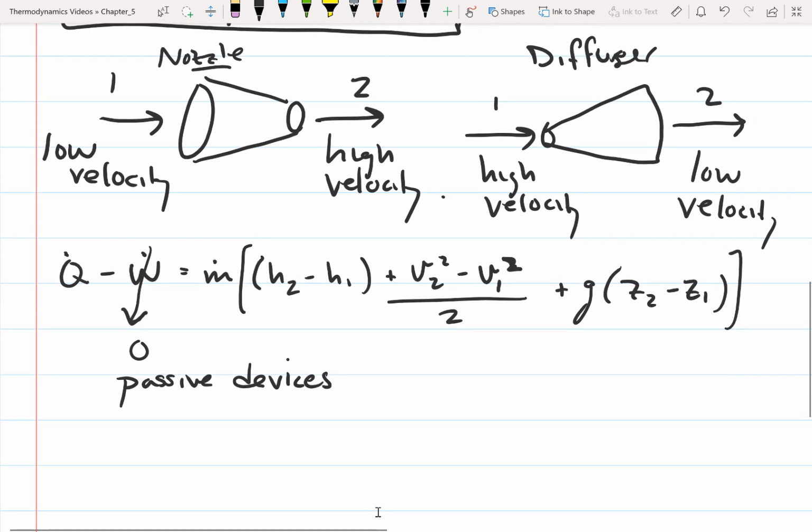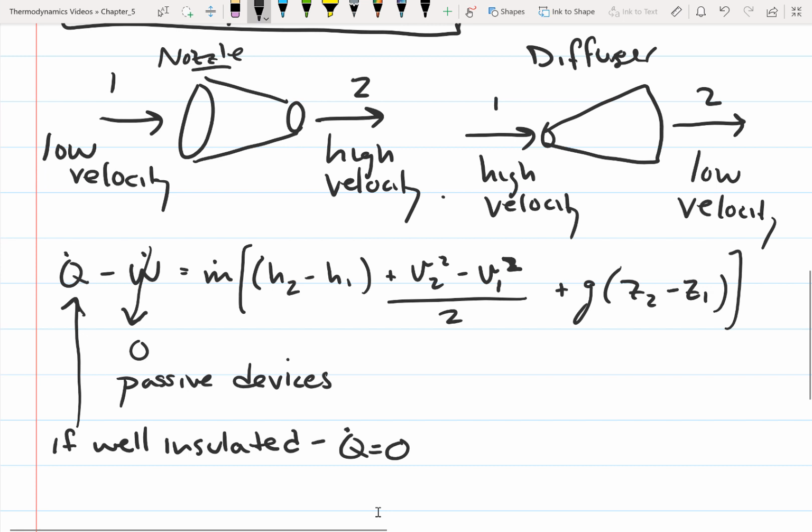The other thing is, if there's no heat transfer, or if the nozzle or diffuser is well insulated, we can often say that there's no heat transfer. So if it's well insulated, Q dot is 0, and we can say that there's no heat transfer in or out. And assuming that these don't have a large height change, and you would need probably several meters before potential energy would even matter.